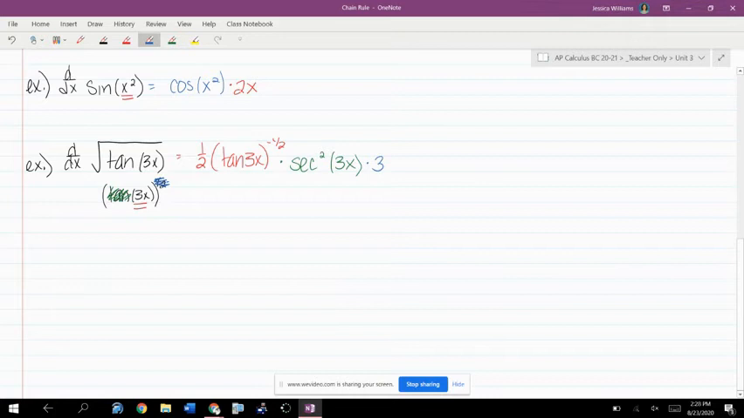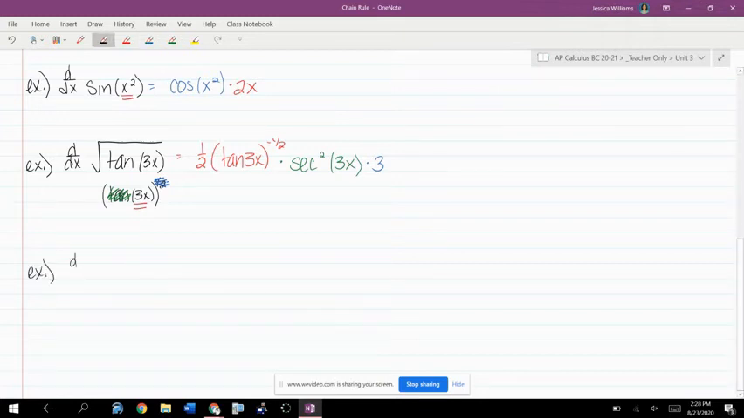So one of the most common questions I would get if I were looking at all of your faces right now is somebody would say to me, how do you know when to use chain rule? And my shocking answer is, it's always chain rule. You're always doing chain rule. You've been doing chain rule since the very beginning.